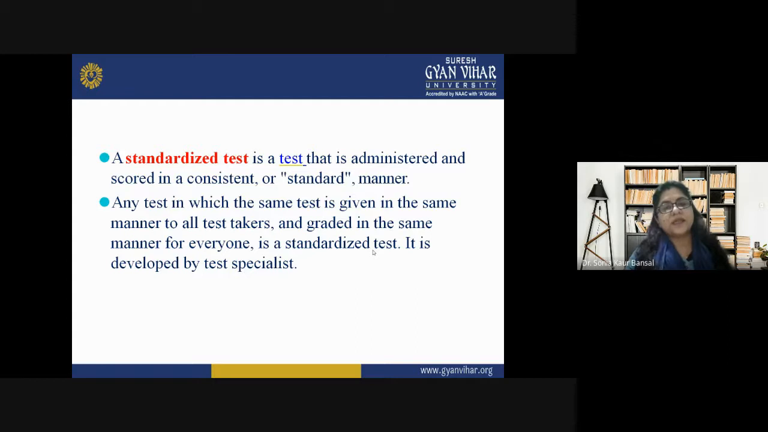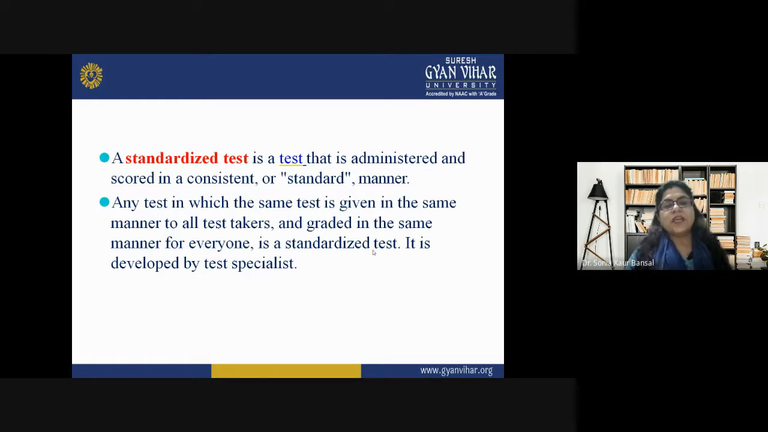Now, a standardized test is a test that is administered and scored in a consistent or standard manner. That means you have to follow the particular manual system or particular scoring system for giving marks to the particular item, and you cannot change it on the basis of your will or your mood. It is not like that. It is administered in a procedure which is already predetermined, and it is scored also in that predetermined manner.